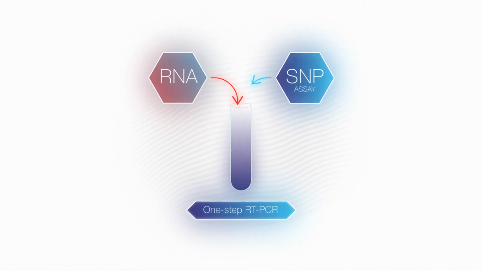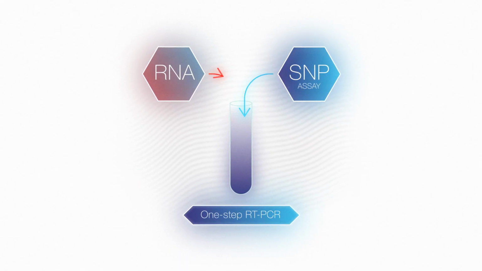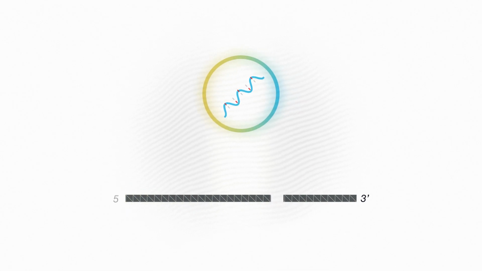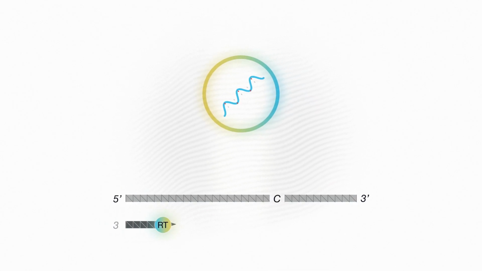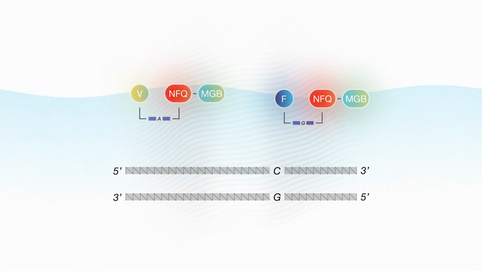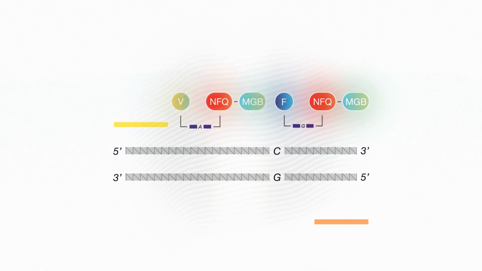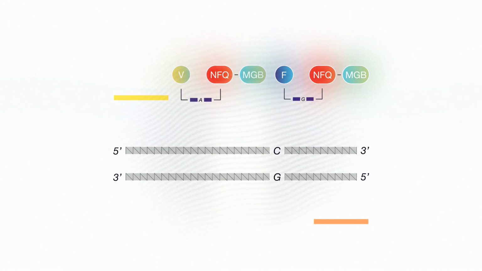In this video, we'll show you how this one-step RT-PCR reaction works and what you can expect your results to look like. You will start with RNA isolated from SARS-CoV-2 positive samples. During reverse transcription, the RNA is reverse transcribed to cDNA, and then PCR amplification of the cDNA template begins. The master mix contains a DNA polymerase, and the reaction also contains a forward primer, a reverse primer, a FAM-labeled Applied Biosystems TaqMan MGB probe, and a VIC-labeled TaqMan MGB probe.